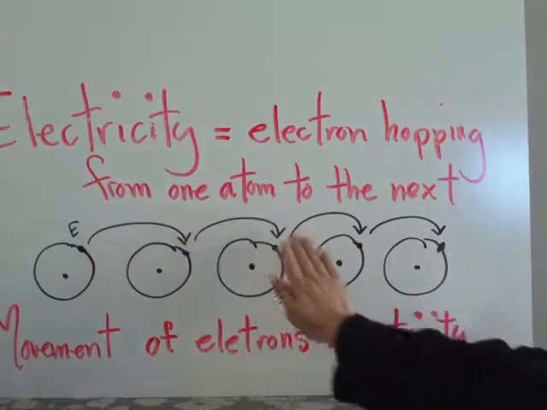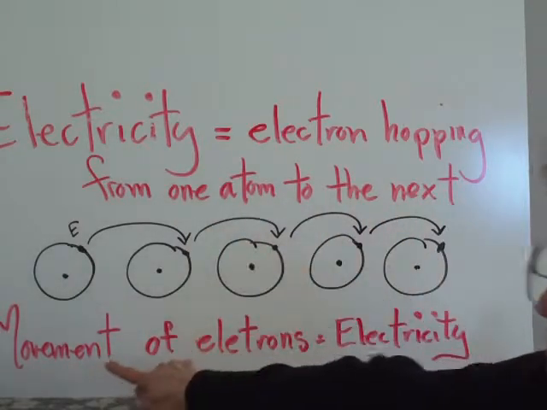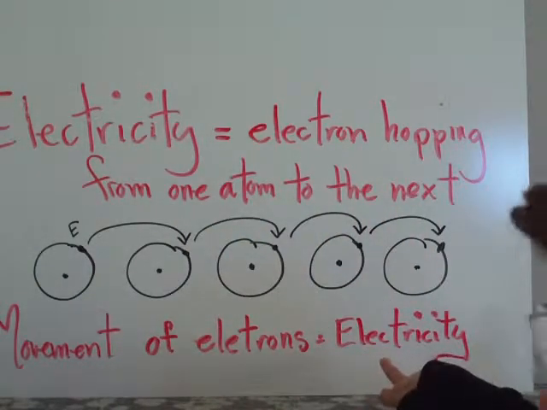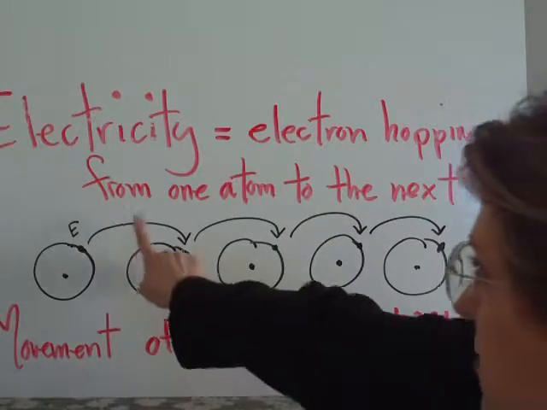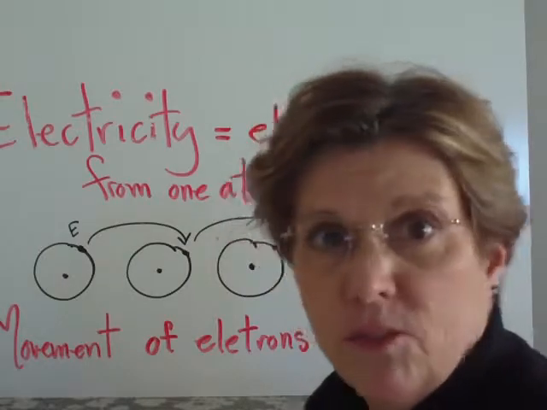And this is what creates electricity. Electron hopping from one atom to the next. Movement of electrons creates electricity. So if I touch this, I'd get shocked. I know this whole thing is shocking, but it's true.